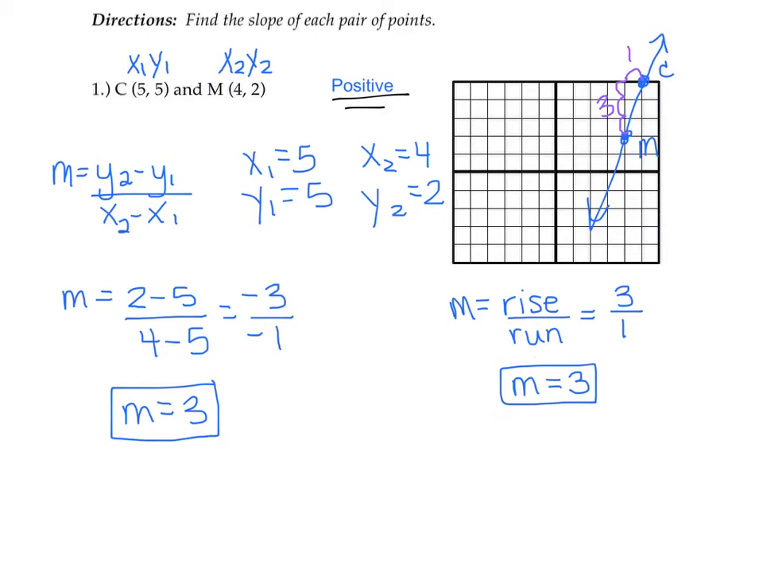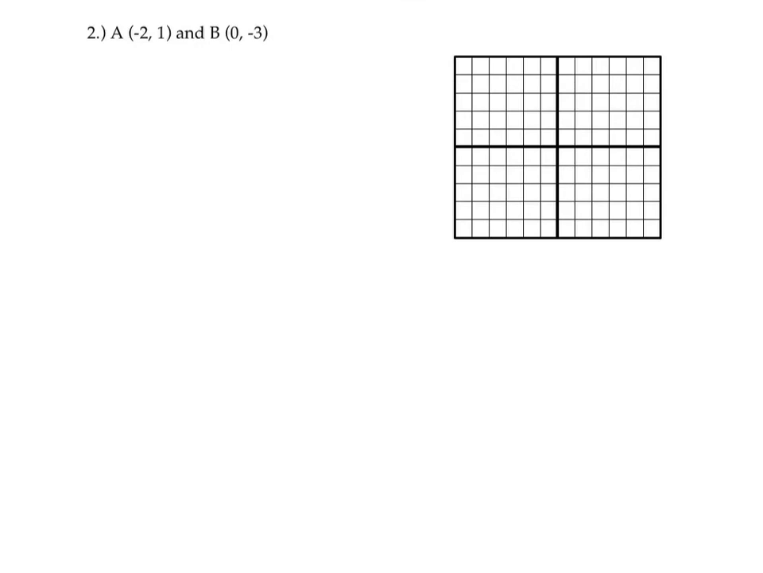Let's do another example together. All right, so let's look at number 2. A is negative 2, 1, and B is 0, negative 3. We're going to use our formula first. So we want to label our coordinates x1 and y1, and then x2 and y2. This is your first ordered pair. That's your second ordered pair. So we use our formula, M equals y2 minus y1 over x2 minus x1.